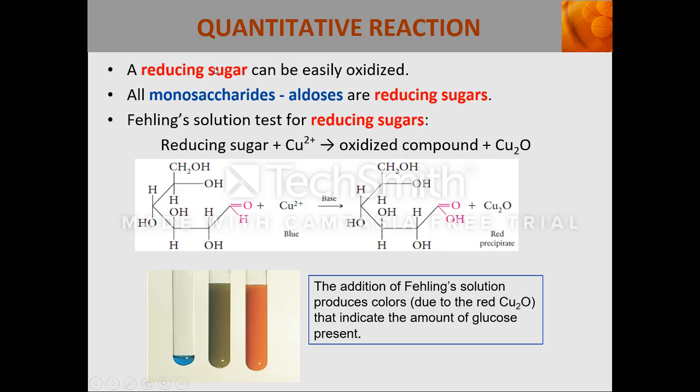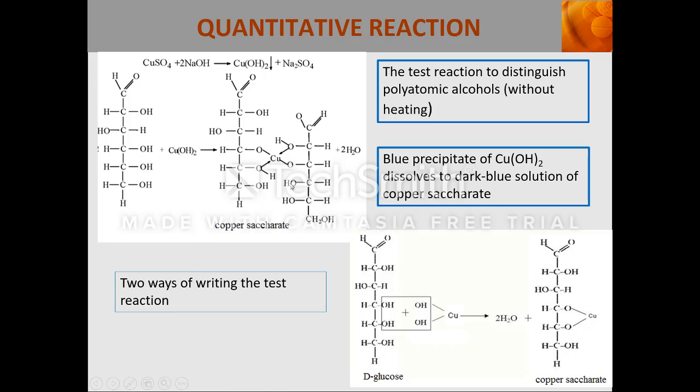Aldoses react with Fehling's reagent to form the oxidized sugar and a reduced metal. This reaction serves as a simple chemical test for identification of reducing sugars. Reducing because the sugar reduces the metal. The next qualitative reaction is the test reaction to distinguish polyatomic alcohols without heating. Blue precipitate of copper hydroxide dissolves to dark blue solution of copper saccharide.